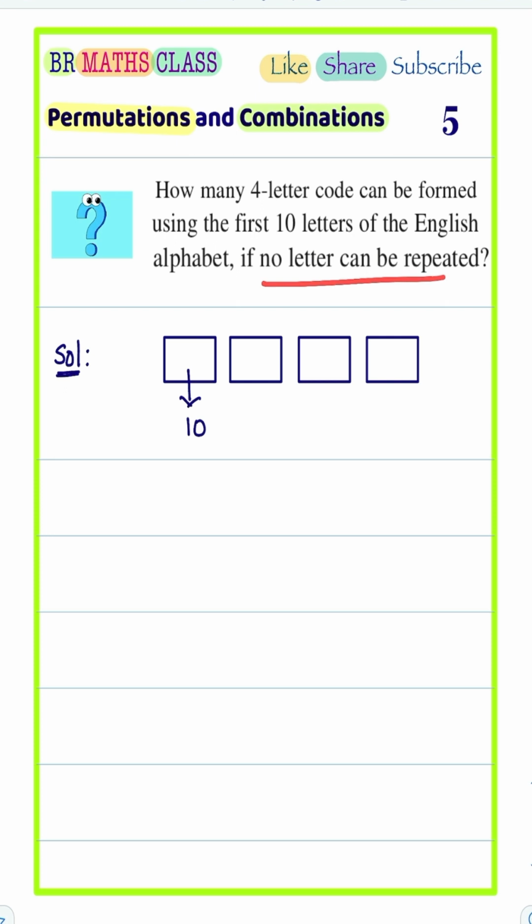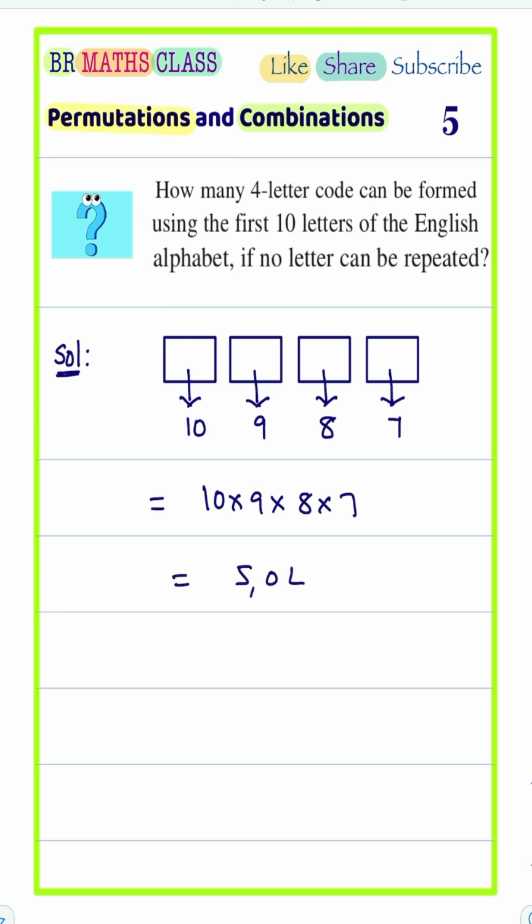As the repetition is not allowed, what letter you have written here, the same letter you cannot write here. So, the second box can be filled in 9 ways. Similarly, as repetition is not allowed, the remaining 8 letters can be filled in the third box in 8 ways. Similarly, the fourth box can be filled in 7 ways. By the fundamental principle of multiplication, the total number is 10 into 9 into 8 into 7. If you multiply these, you will get 5040.